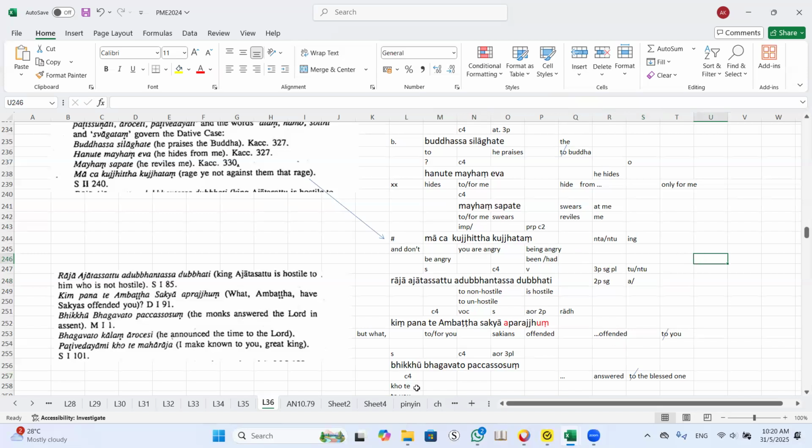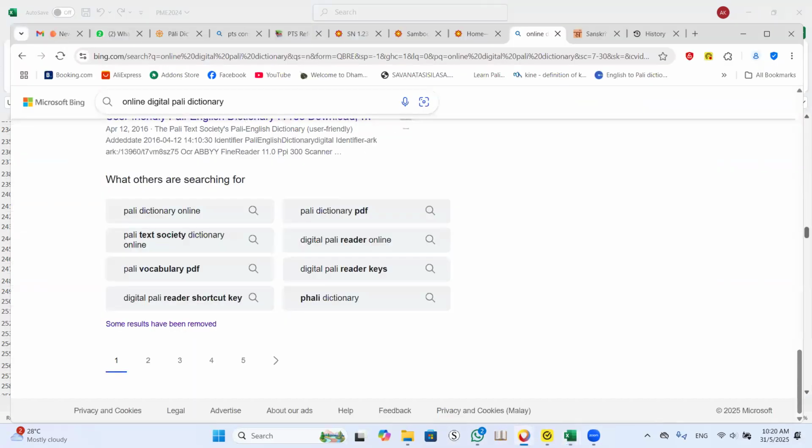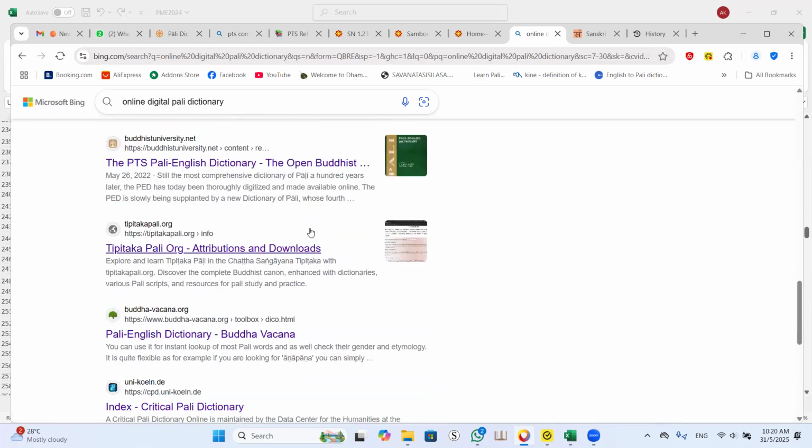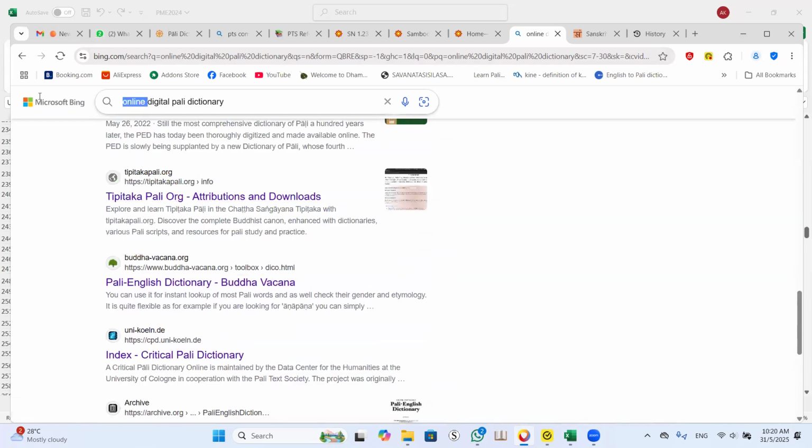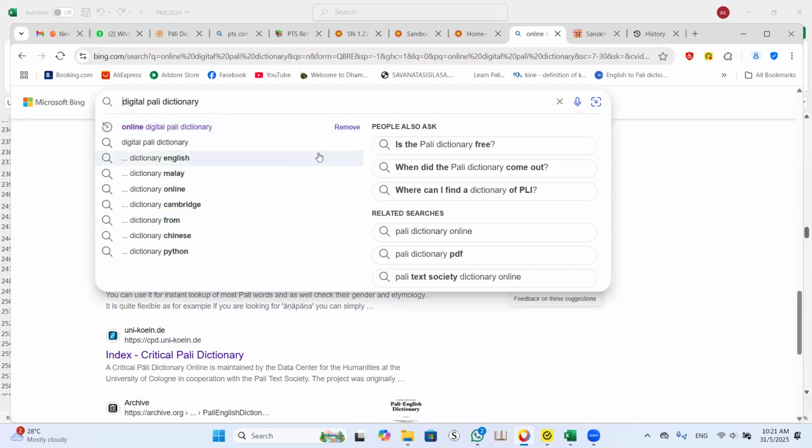Okay, let me try to open my dictionary to show you on the imperative. The plural is THA for imperative. But if it is past tense, then ITTHA. Let me see where is my online dictionary. It can be past tense, it can be present. Digital Pali dictionary.